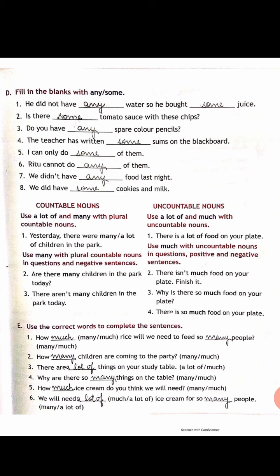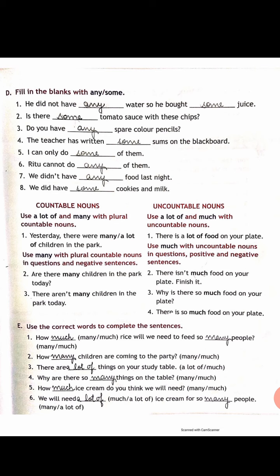Are there many children in the park today? See, are, meaning the helping verb has been used first, so it has converted into a question sentence. Are there many children in the park today? Now the next one is: there is a lot of food on your plate. Use much with uncountable nouns in questions and in positive and negative sentences. There isn't much food on your plate. Finish it. Why is there so much food on your plate? There is so much food on your plate.